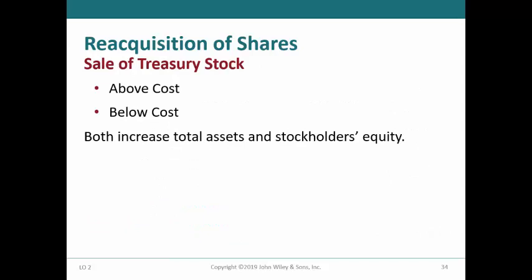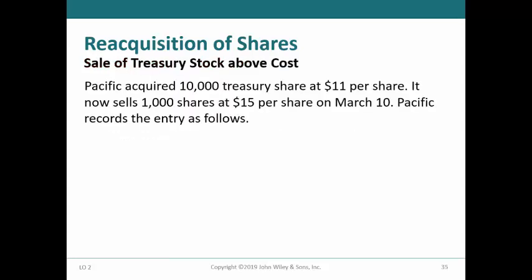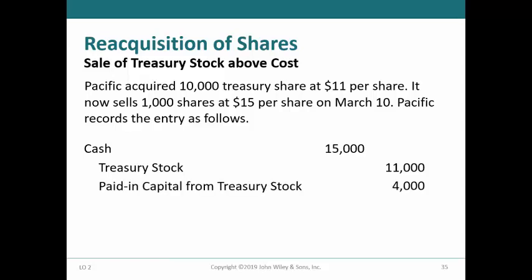When Treasury shares are resold, they may be sold either above cost or below cost. In either case, the sale of the Treasury stock will increase both total assets and total stockholders' equity. We will consider that Pacific sells 1,000 shares of Treasury stock for $15 per share on March 10th. To record the entry, Pacific would debit cash for $15,000 and credit Treasury stock for the cost of the original shares, $11,000, and credit paid-in capital from Treasury stock for $4,000.